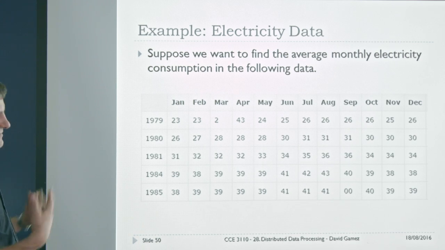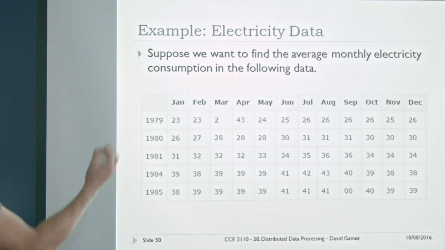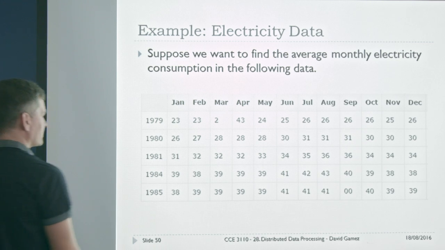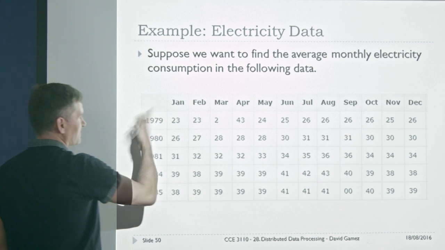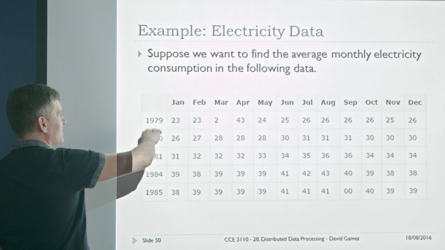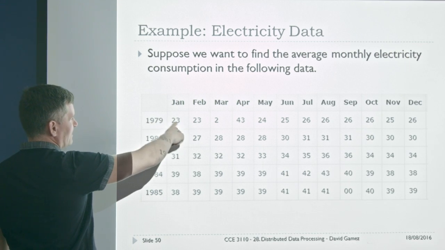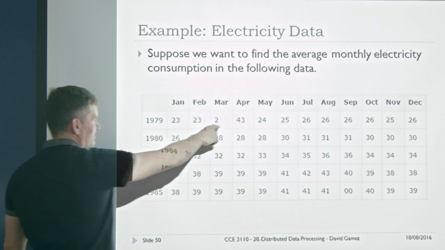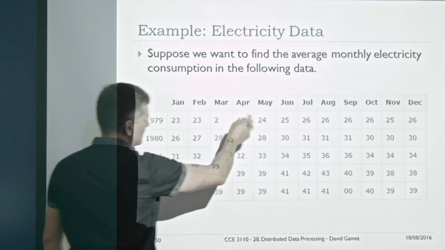So just to sort of ram the point home, I guess, let's have a little look at electricity data. So this is another example. Here's a bunch of electricity data. This is for whatever, for a house, for a city. I can't remember what this is from. It doesn't really matter. So here we have, like in 1979, there was like 23 units, 23 in January, 23 in February, blah, blah, blah.